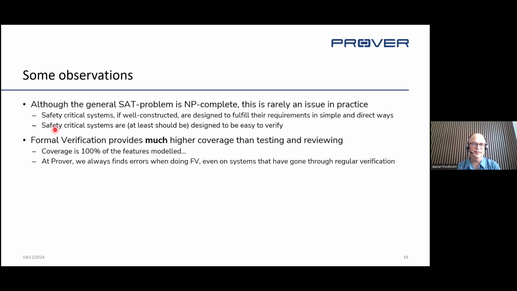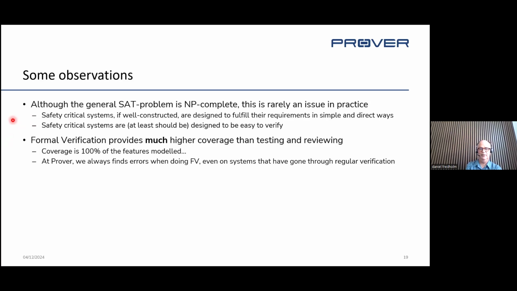Meaning that safety critical systems are very often designed to be easy to verify. And one should remember that traditionally, just a few decades back, there was no formal verification. So these things were supposed to be verified by hand, which means you did tests, but maybe even more, you did reviews. And if something is hard to review, if it's a complicated construction, then it will be harder to review by hand, even harder than reviewing it by formal verification.